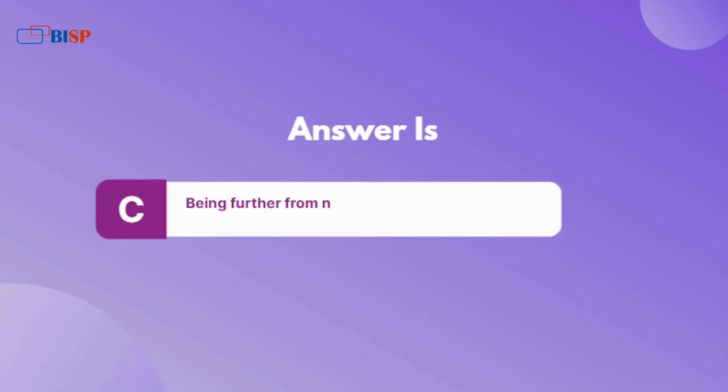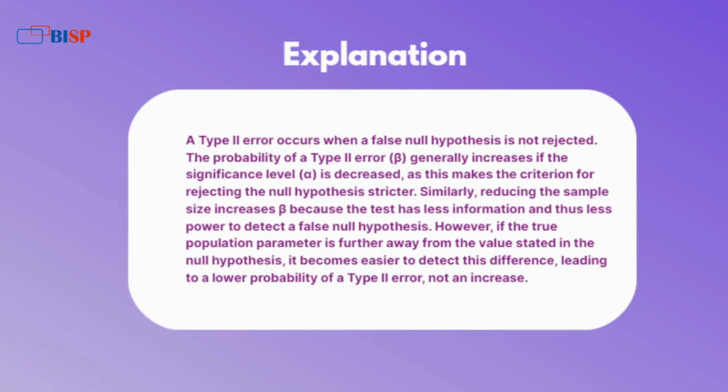Answer is C. Being further from null lowers type 2 error probability.